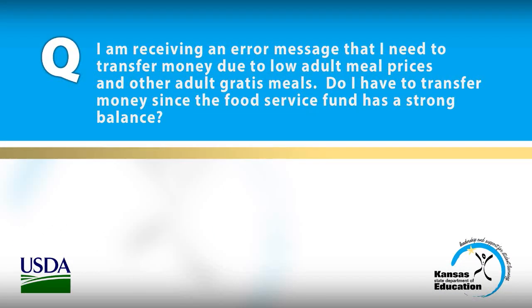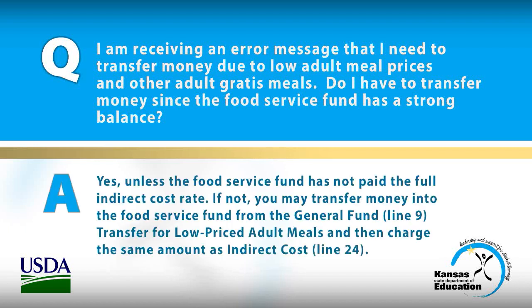Someone else asked, I'm receiving an error message that I need to transfer money due to low adult meal prices and other adult gratis meals. Do I have to transfer money since the Food Service Fund has a strong balance? The answer is yes, unless the Food Service Fund has not paid the full indirect cost rate. If not, you may transfer money into the Food Service Fund from the General Fund, line 9, transfer for low-priced adult meals, and then charge the same amount as indirect cost, line 24.